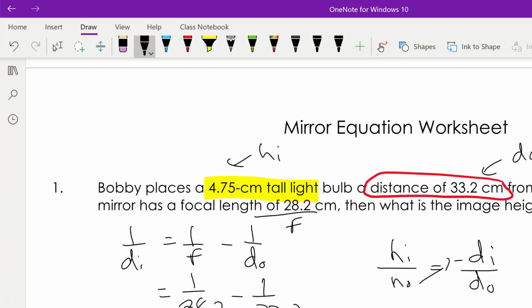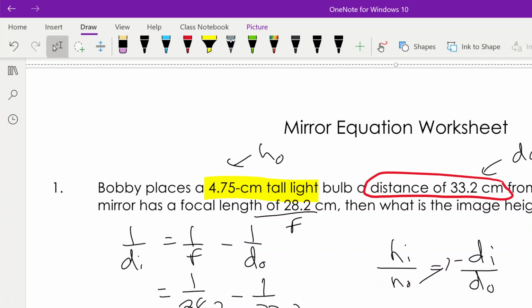Plug that in, divide by DO, which is given, and then multiply by HO. Oh, I made a mistake. I didn't label this right. This is the height of the object, not the height of the image. The light bulb itself is the object. All right, and that's it. So that's how you do a question like that.